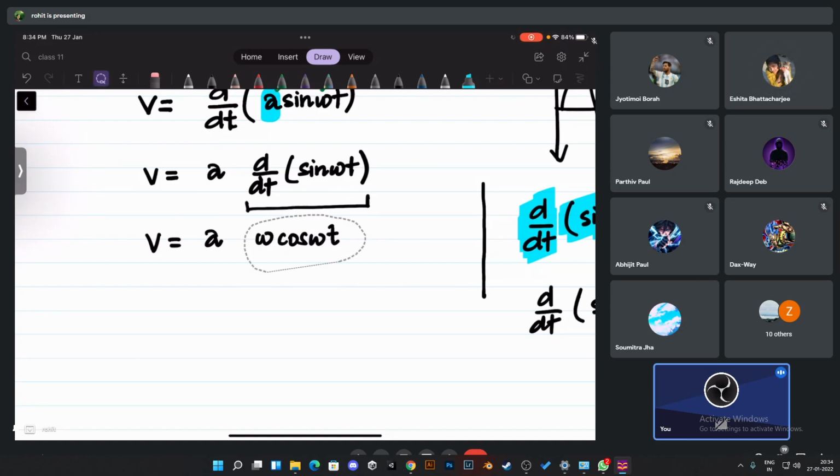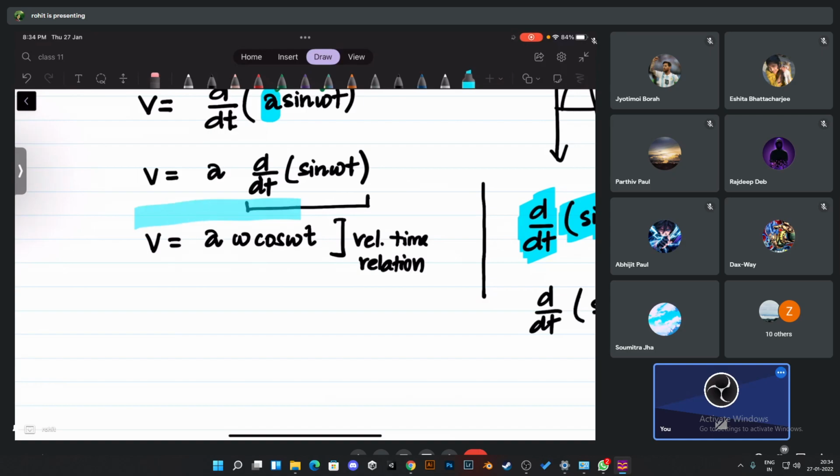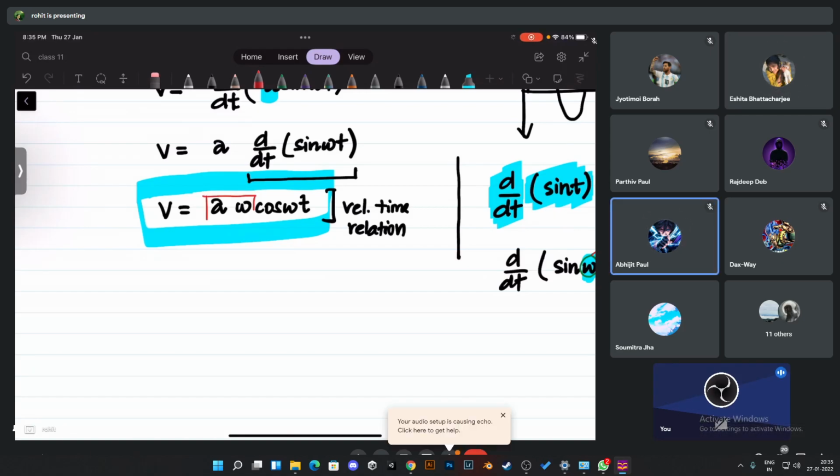Now I'm going to ask you, what is this called, guys? What do you think this is? Is it velocity or velocity time relation? Velocity time relation. Okay, and I can draw this graph. I will show you exactly how much this graph is going to rise, guys. Tell me, is it going to rise till 1 or going to rise up to A omega? A omega. This is in front of cos.